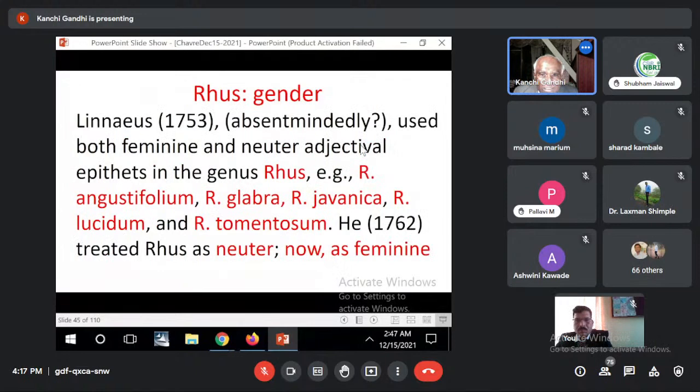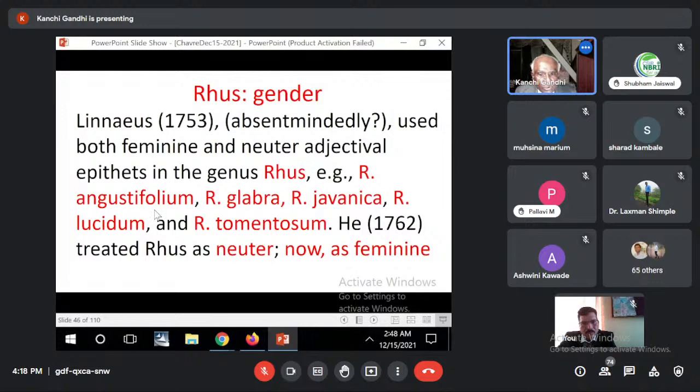The gender of the genus proves this. In his Species Plantarum, he used both genders, feminine and neuter, within the genus treatment. So you already know, um ending is neuter and a ending is feminine. Look at Rhus angustifolia, Rhus glabra, Rhus javanica, a ending. So these are feminine. Angustifolium is neuter, Rhus tomentosum is neuter, Rhus lucidum is neuter. So this is the mistake.